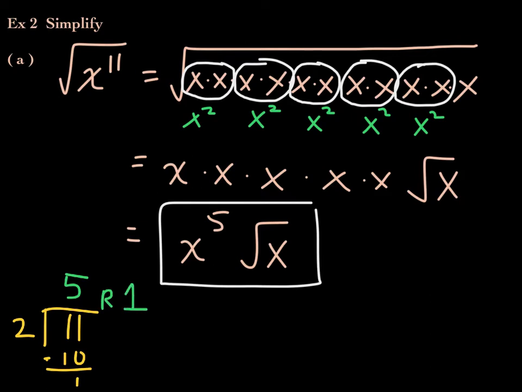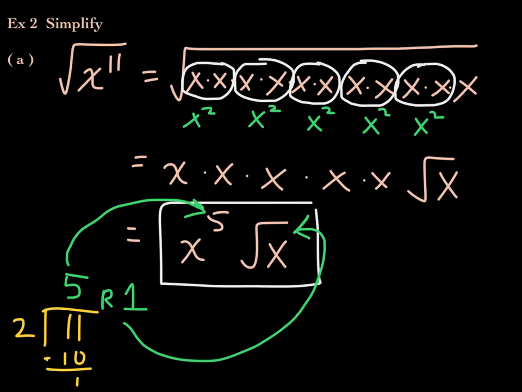Now watch this. 5, the quotient, represents the power that's on the variable outside of the radical expression, and 1 represents the power that's on the variable inside the radical expression. So that's our quick little shortcut. I was using the shortcut in previous lessons, and I promised you that I would show you where that was coming from, and this is where it's coming from.